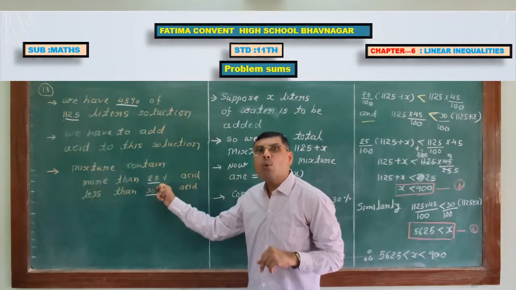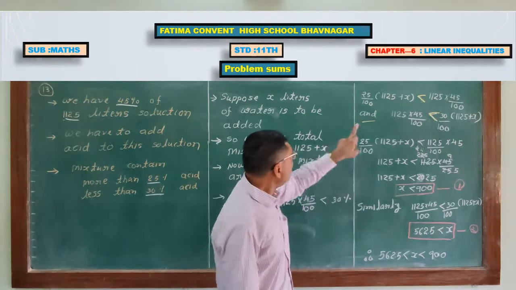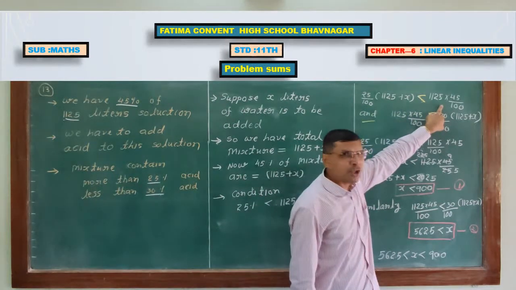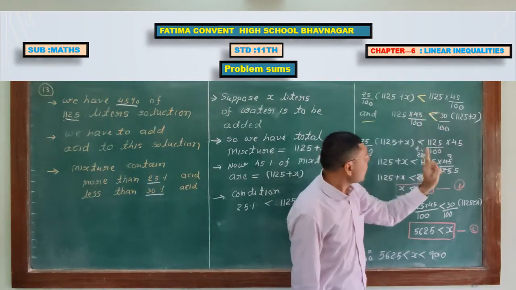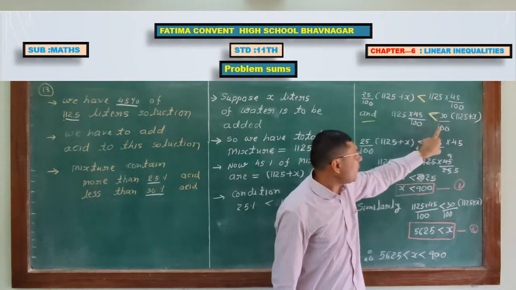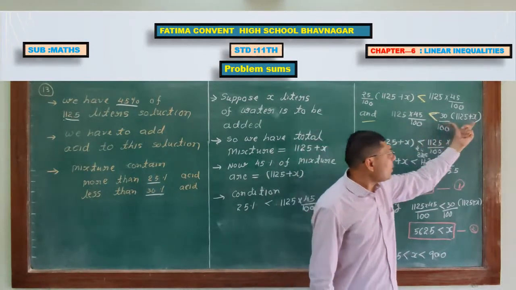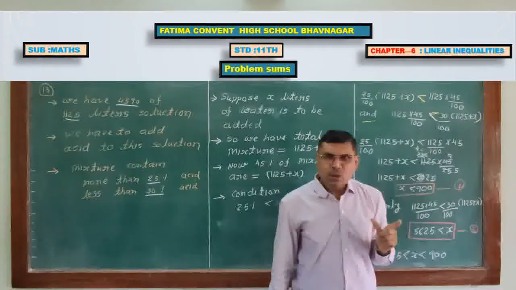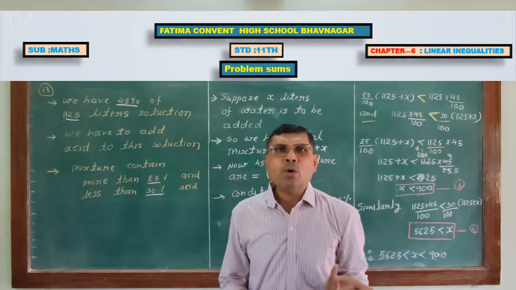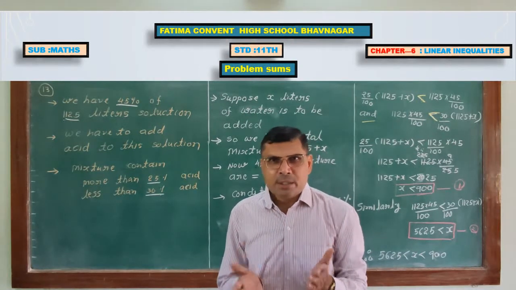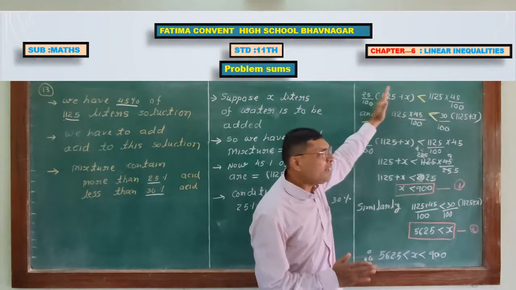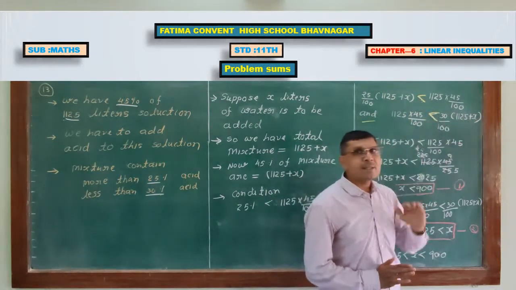Alright? So it should be more than 25%. So 25%. And this total mixture will not change. And it should be less than 30%. So 30 upon 100. The mixture is the same only, 1125 plus X. Now you have to find out X. But this time the X is on the left hand side as well as on the right hand side.